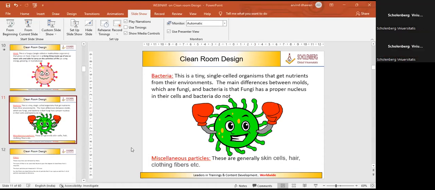We were here, gentlemen. Sorry for the disturbance. I don't know what happened. So this is bacteria and miscellaneous particles. So now we move forward.